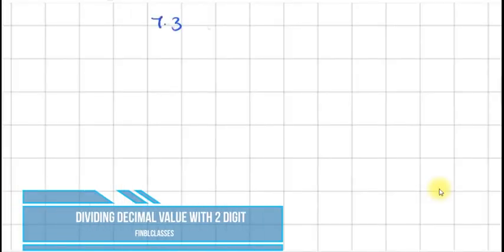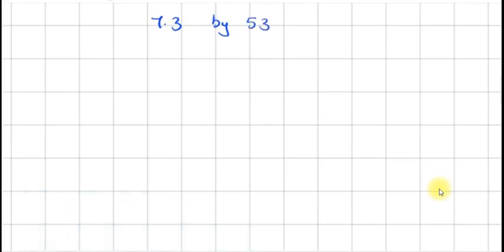7.3 is to be divided by, say, a value called 53. In this case, you find that the dividend has only one decimal point with one digit after the decimal. So you have 0.3 itself. So in this case, you have to divide this with the help of 53. You can do the same procedure.